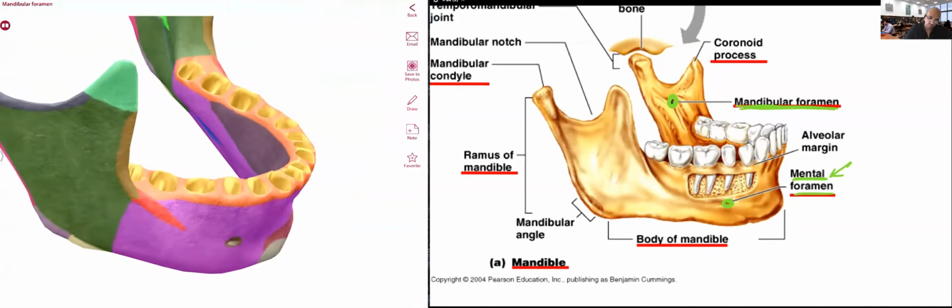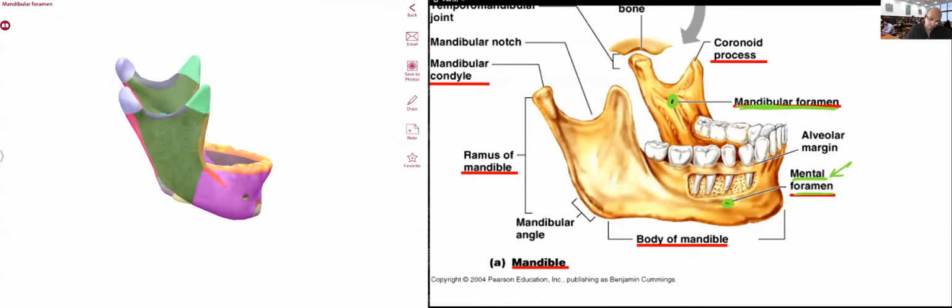We can see also in the mandible two processes. An anterior one, this is called my coronoid process, this one on here. And the posterior one is going to be the mandibular process. And the mandibular process, if you see, has an oval or elliptic shaped articular surface.